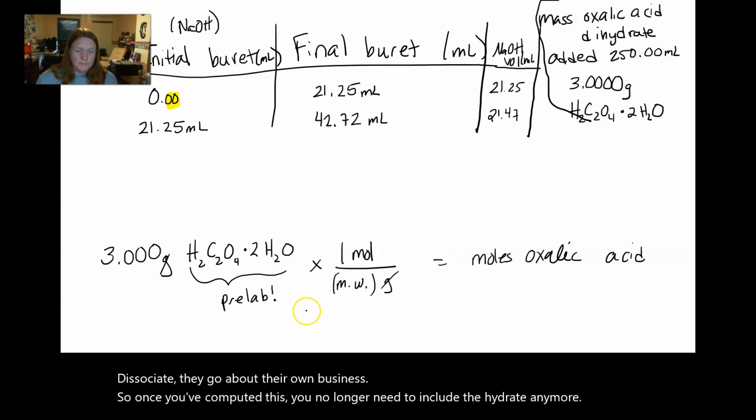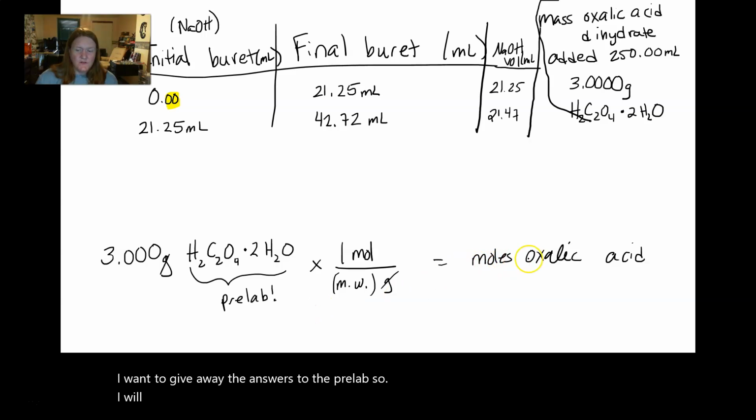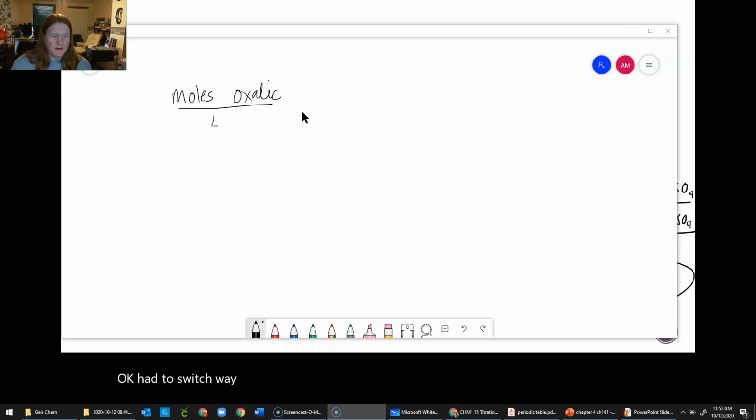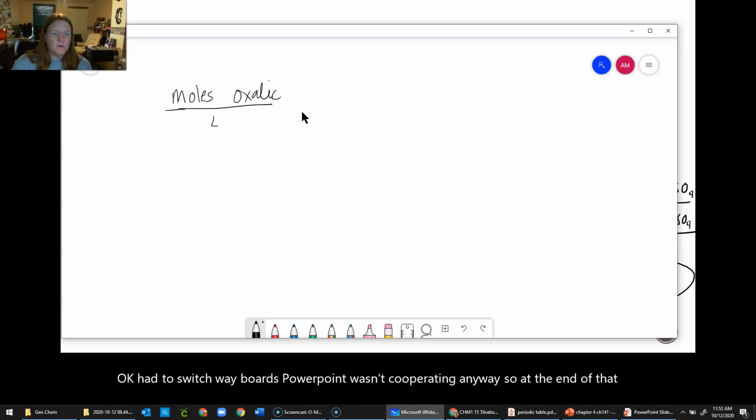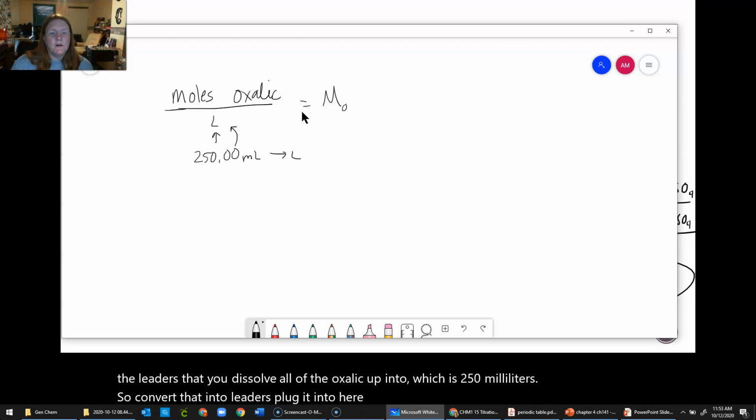I don't want to give away the answers to the pre-lab, so I will just leave this as a theoretical value. Okay. Once you have the moles of oxalic acid, you will look in the procedure. Anyway, at the end of that last calculation, you'll have moles of oxalic acid, and you need to divide by liters. So this is the liters that you dissolved all of the oxalic up into, which is 250 milliliters. So convert that into liters, plug it into here, and that will give you the molarity of your oxalic acid.